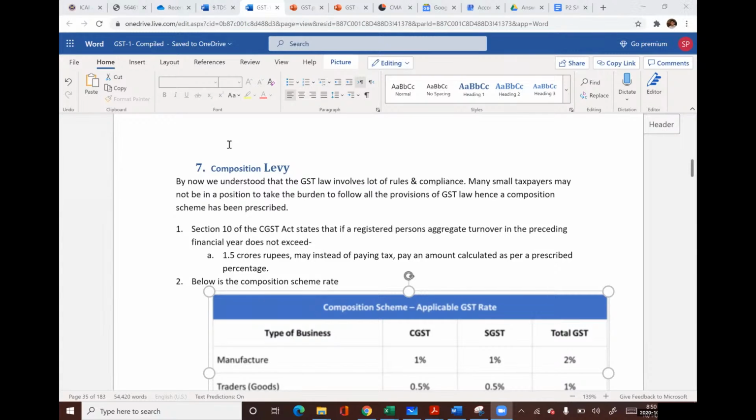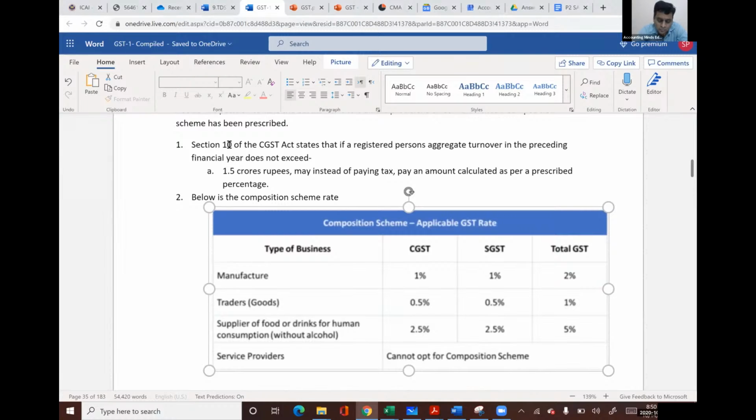Composition levy. By now we understood that the GST law involves lots of rules and compliance. Many small taxpayers may not be in the position to take the burden to follow the provisions of GST law, hence a composition scheme has been prescribed. Section 10 of the CGST Act states that if the registered person's aggregate turnover in the preceding financial year does not exceed 1.5 crore rupees, he may instead of paying tax pay an amount calculated as per a prescribed percentage.